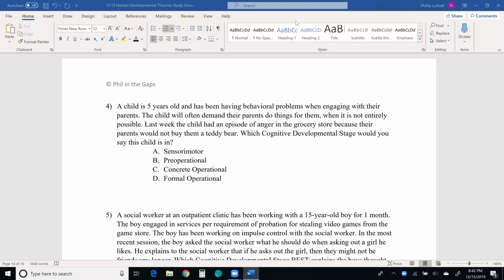Shutting down the polls. The majority think it is B. Second place is C. Third place is A. No one picked D. Let's look at it.